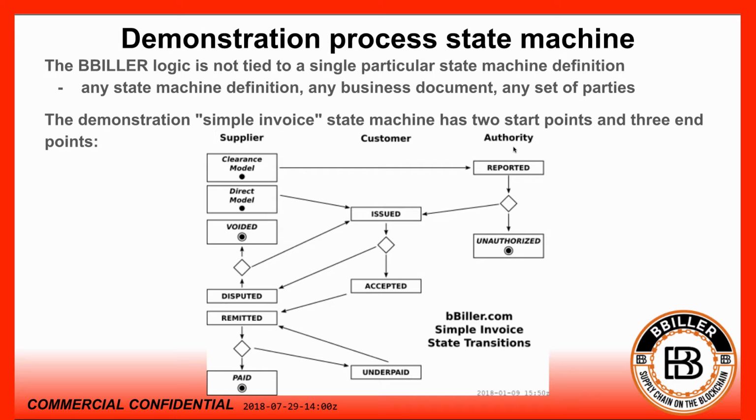Which of the first 2 starting states is used depends on the presence or absence of an authority party in the transaction. When the transaction is initiated with an authority party, the clearance model is engaged and the initial state sits with the authority to make the choice regarding whether to issue the invoice or to mark it as unauthorized. In the absence of the authority, the initial state is the direct model, in which case the customer has the current state of issued, and the customer decides whether to dispute or accept the invoice.